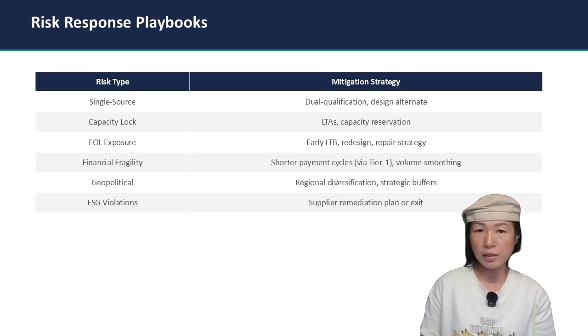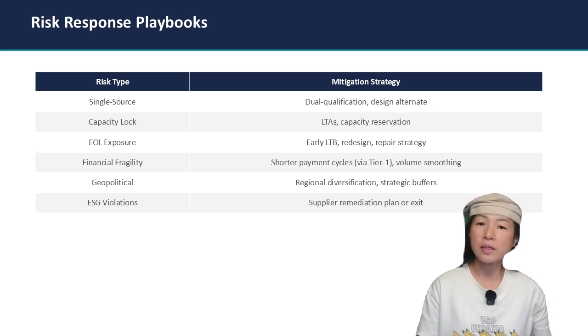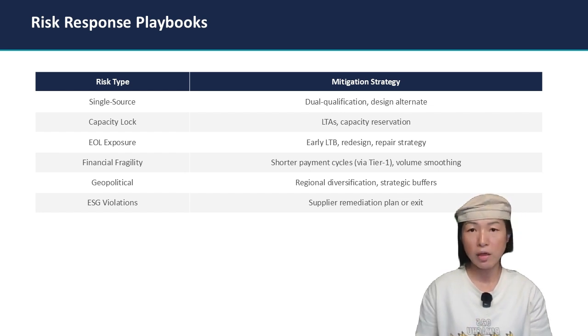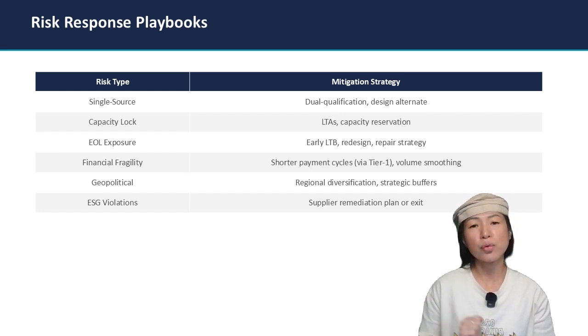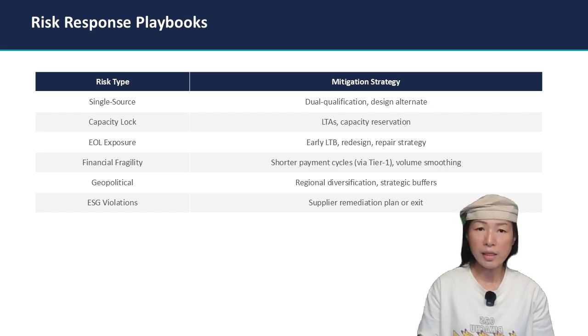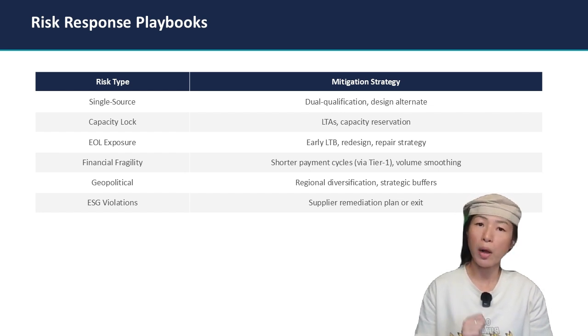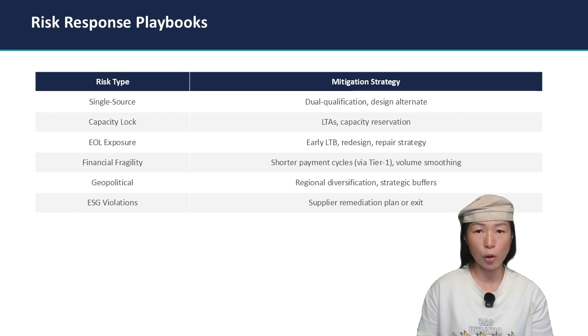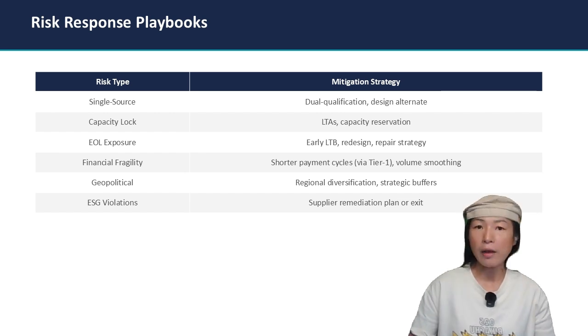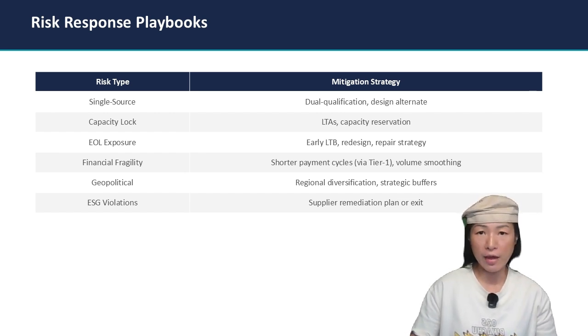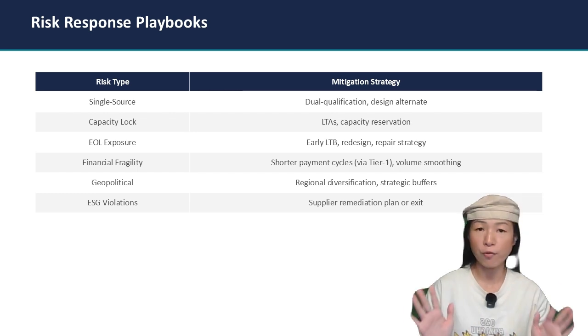Single source risks are addressed through dual qualification and design alternates, though in semiconductors, qualifications can take 12 to 18 months, so this must start early. Don't wait for a crisis. Fund a dedicated engineering project to qualify a second source for your top 10 golden screws. The ROI of preventing one lie-down event pays for the program tenfold.